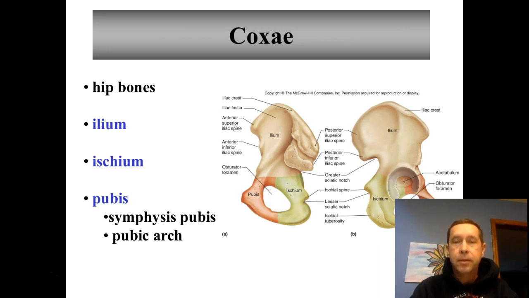The ilium, which is the upper part, the flat part, includes the iliac crest. The ischium, which is basically the part you sit on. It's at the back towards the bottom. And the pubis, the bottom front, where the pelvic bones connect in the front. They form a pubic arch between the two. And there's a pad of fibrous cartilage between those two that allows a little bit of flexibility in the hips, called the symphysis pubis.